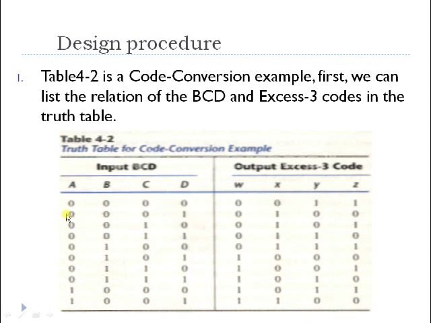BCD values range from 0 to 9. Therefore I have written the combinations from 0 to 9 and their respective outputs in X3 code. All the other combinations, from 1010 to all ones, that is 1111, are don't care conditions. Why? Because here we have 4 variables, but we are only using 10 combinations, and the remaining combinations will not exist in the circuit. Therefore those combinations are called don't care combinations.